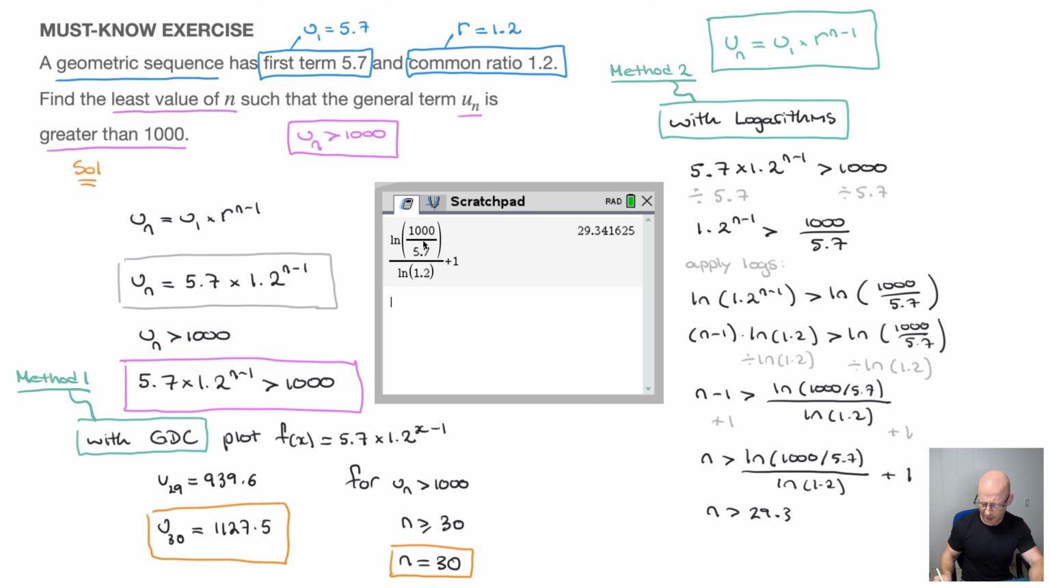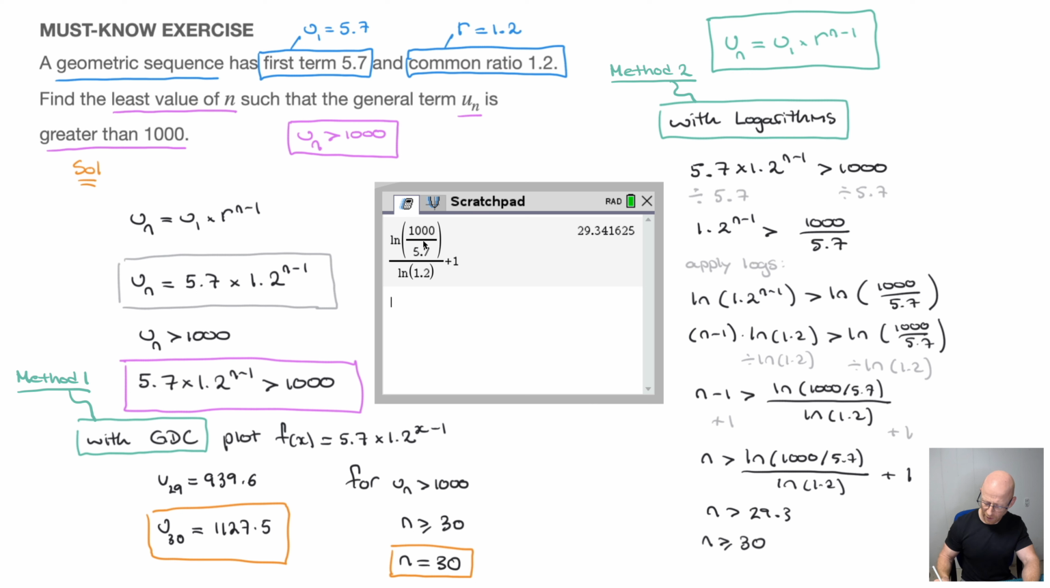But remember, this n here has to be a whole number. Indeed, there's no such thing as the 29.3rd term in our sequence. So instead, we look for the first integer, or whole number, which is greater than 29.3. And of course, that's 30. So thanks to this result, we can go ahead and state that n has to be greater than or equal to 30. And just as we had written with our calculator over here, since we know that provided n is greater than or equal to 30, the general term of our sequence will be greater than 1,000, that tells us that the least value of n such that the general term is greater than 1,000 will be 30.